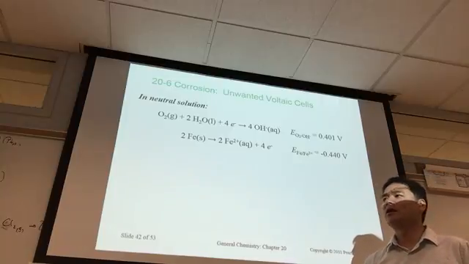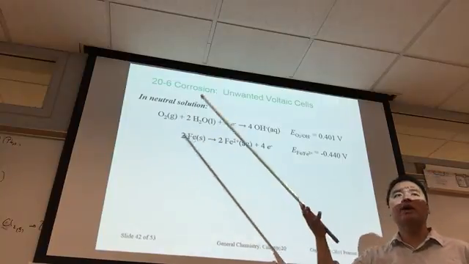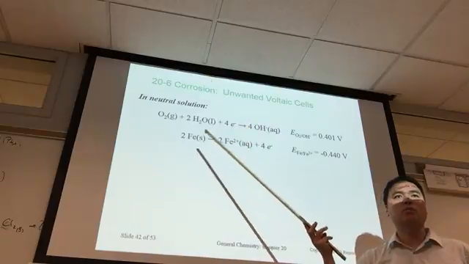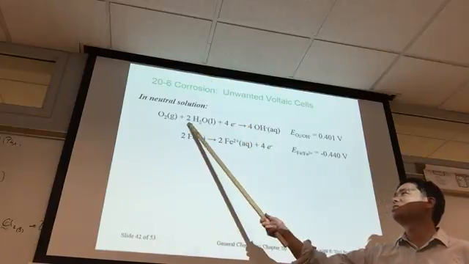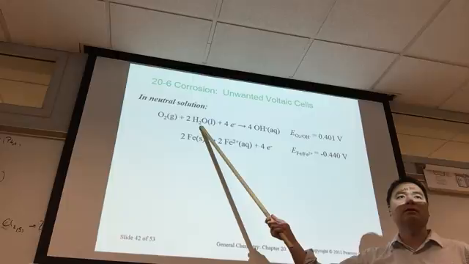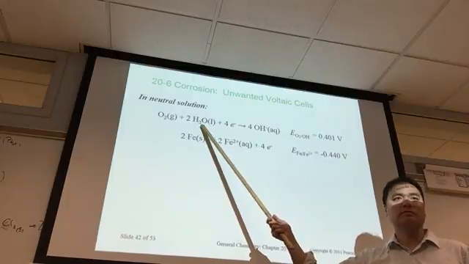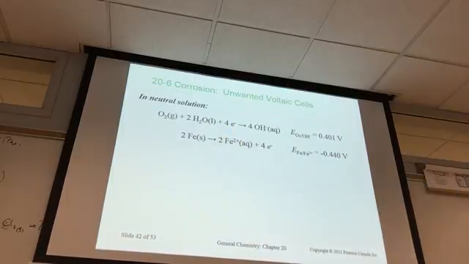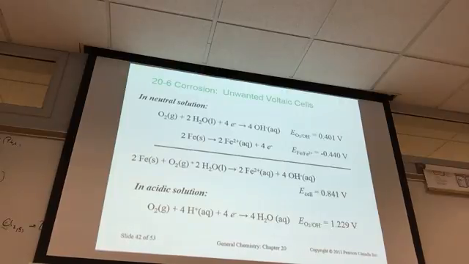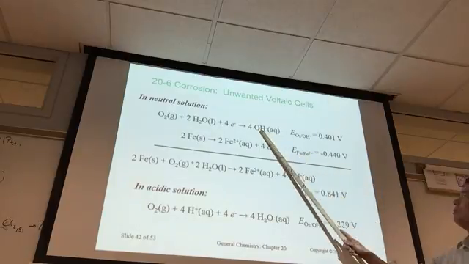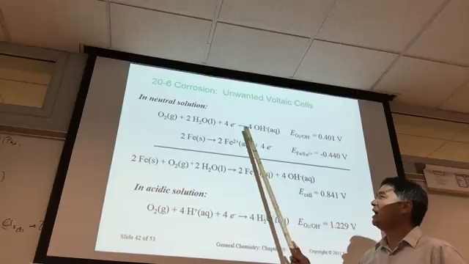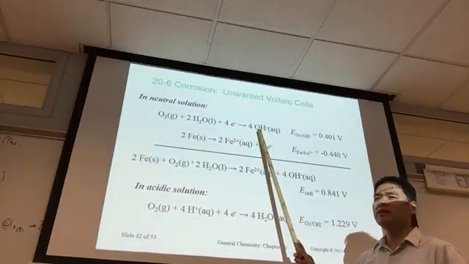Well, it's not wrong. In neutral solution, there's no acid or base, right? It's just iron and water. What they're saying is this one's the closest one we're going to use for neutral solution. Because in neutral solution, there would be no hydroxide here. Well, actually, in neutral solution there is hydroxide here.